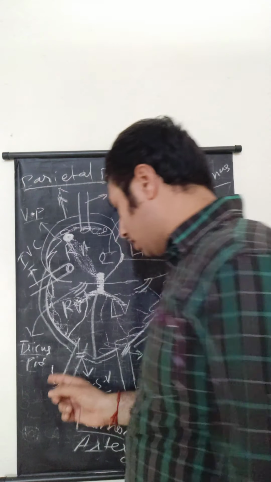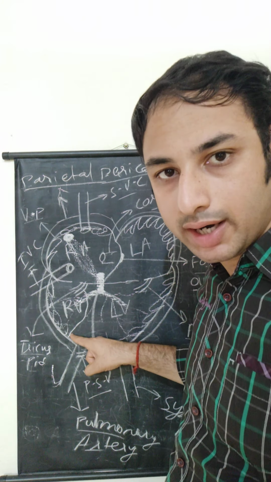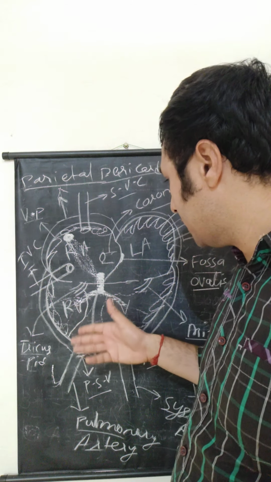And here, if you see one thread-like structure, this is called the chordae tendineae. So this I will tell you afterward in my next video.